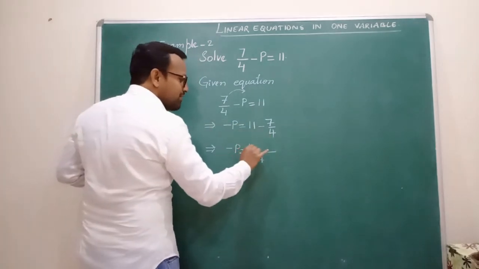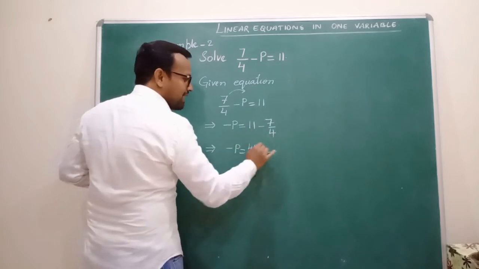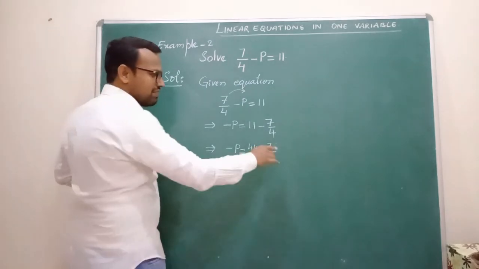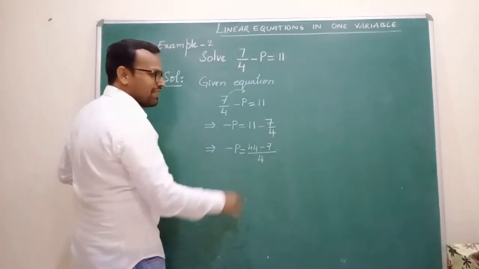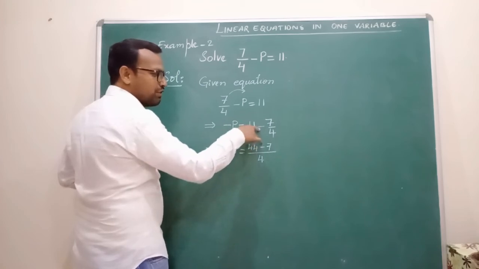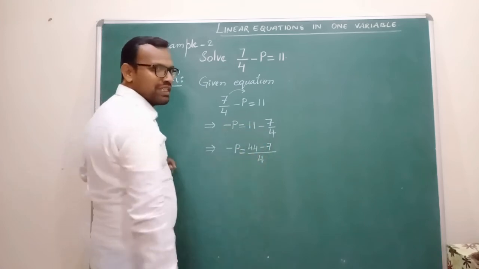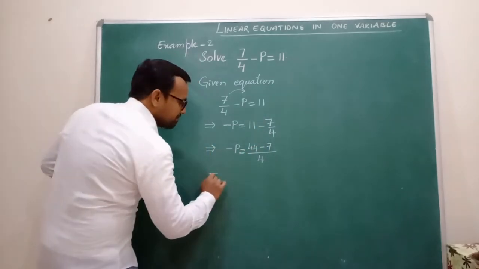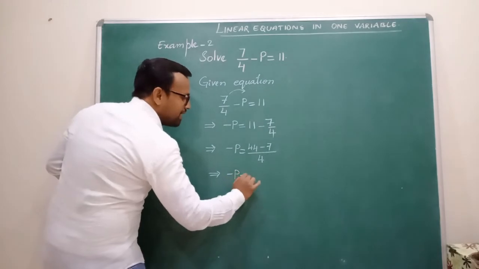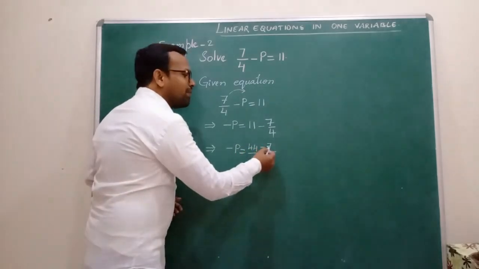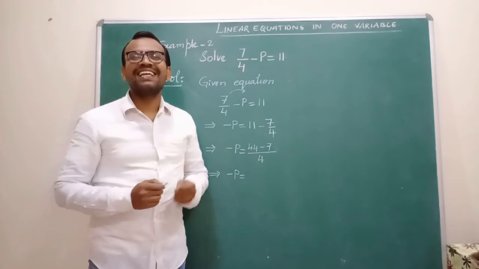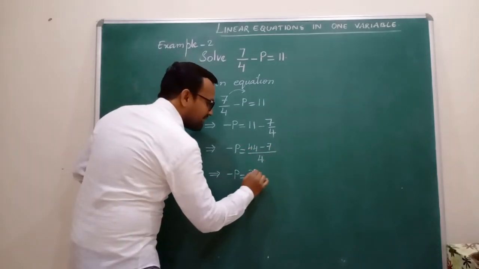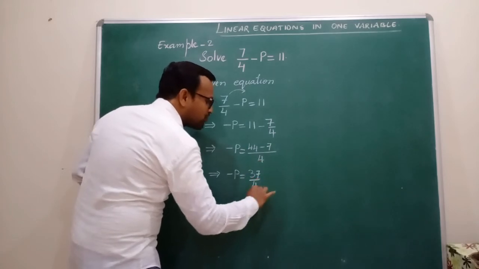4 11s are 44 minus, above 4 what is there? 7. Isn't it? Once again, 4 is the LCM, right? 4 11s are 44 minus, 4 1s are 4, so 1 7 is 7, right? Now, minus p is equal to 44 minus 7, which is 37. So let me write here, 44 minus 7 is 37 by 4.